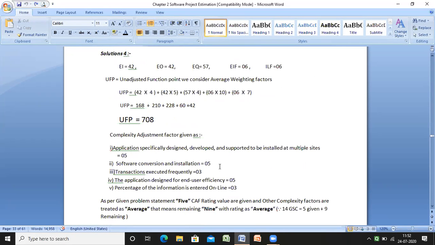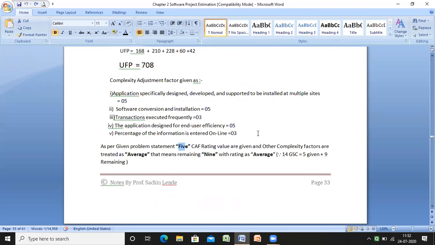Okay, so equal to 0.5. These are the ratings over there: transactions, installations, end user efficiency, online. These are 5 ratings they have given. 5 CF ratings are values given, and other complexity factors are treated as average. So that means the 9 are remaining. So 14 GSC, 5 given, 9 remaining.